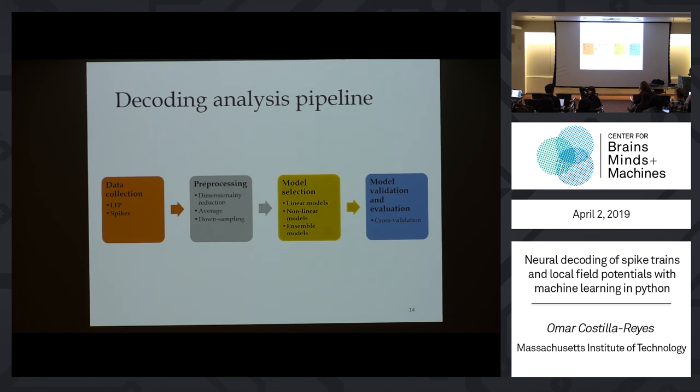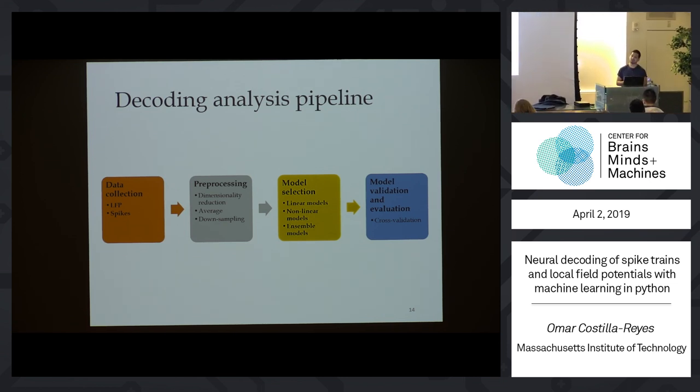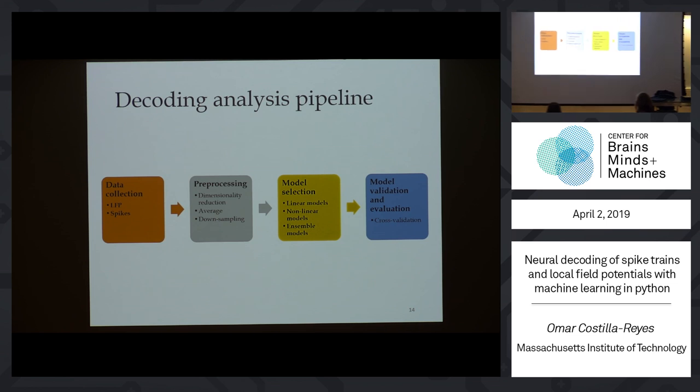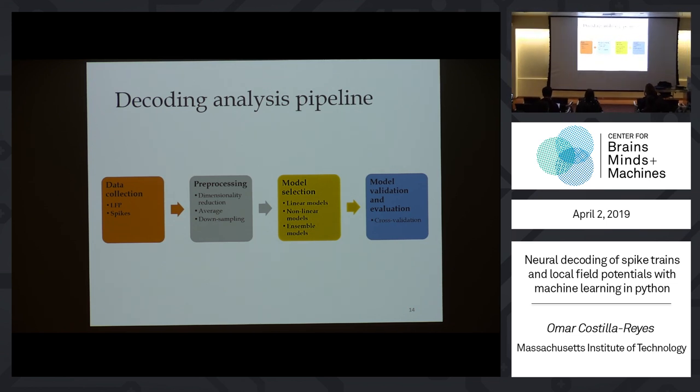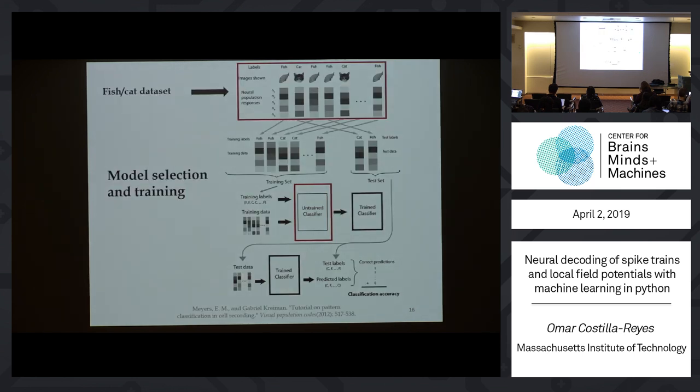Then we need to go to model selection, so we can choose from linear, nonlinear, or ensemble models, and we're going to go into some detail on some of these models. Then we go to model validation and evaluation. So we have our model, we have the data, we have done some processing, and now I want to obtain some accuracy scores, or how well I'm doing at predicting certain behavior from the data that I have. It can be spikes or LFPs, which is going to be the focus for today. Explaining a little bit more on model selection, I'm going to go over how that's done.